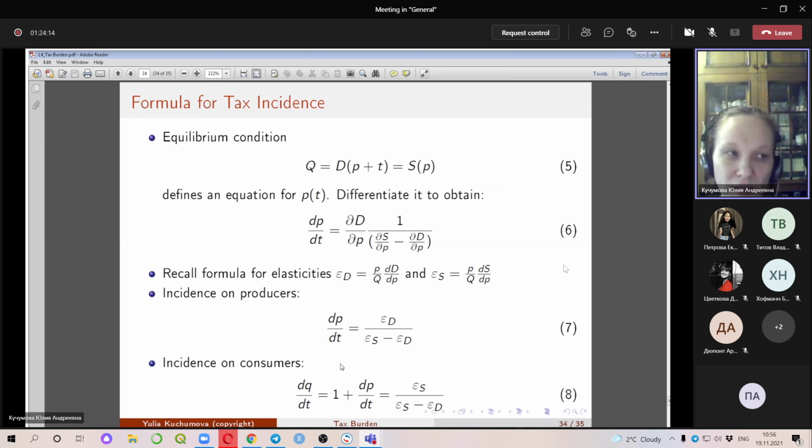But remember, this is a marginal change, so small changes. And so we have that dp/dt is equal to the elasticity of demand divided by the difference between the elasticity of supply minus the elasticity of demand. But remember, when you use this formula, the elasticity of demand is negative given my definition. Sometimes people use a definition with just the absolute value. Here it is the definition including the sign, so the elasticity of demand is negative.